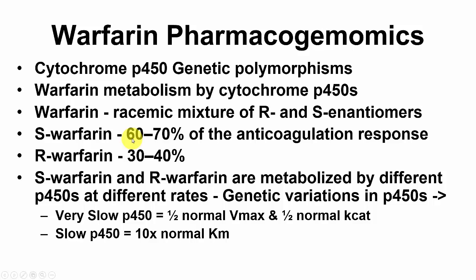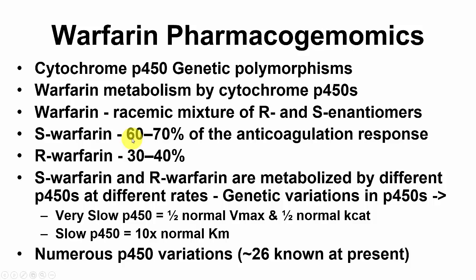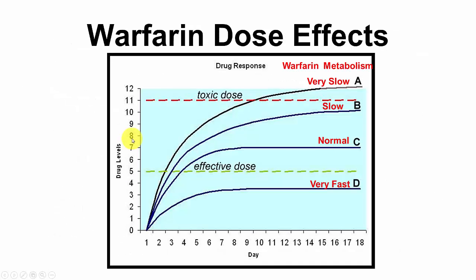Genetic variations in P450s. You can have a very slow P450, half the normal Vmax or half the normal kcat, and we can have a slow P450 at 10 times the normal Km, for example. So numerous P450 variations, about 26 known at present, and there are even programs that will, knowing your genetic makeup, decide what warfarin level you should start at.